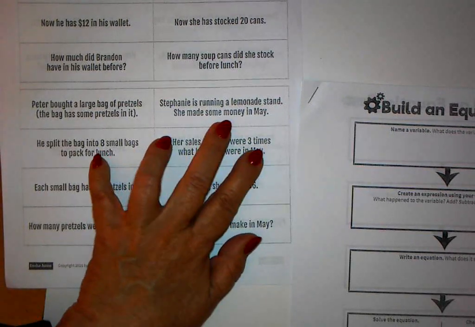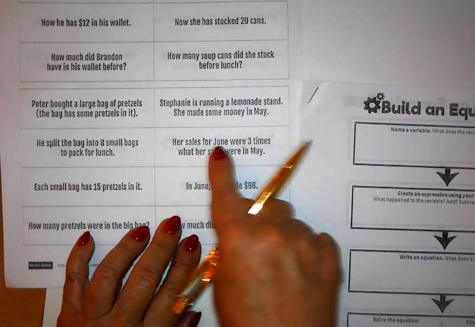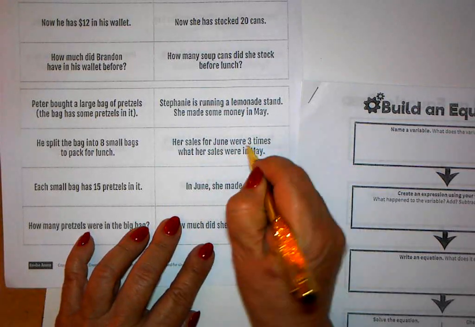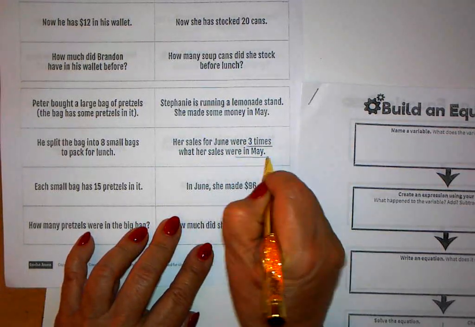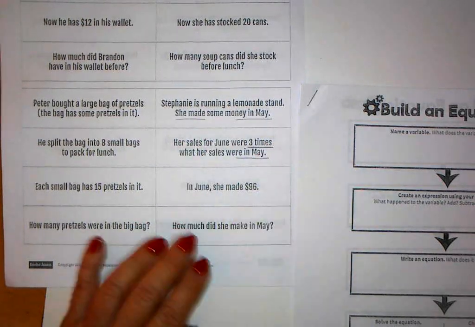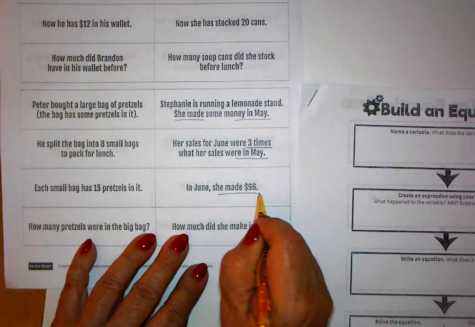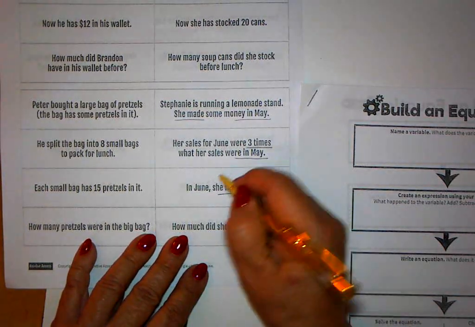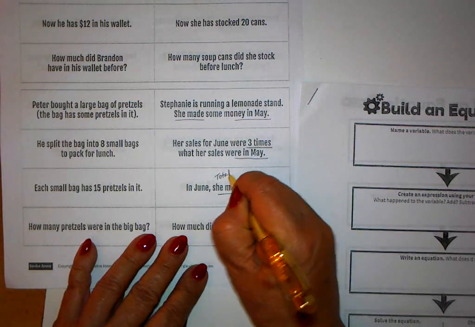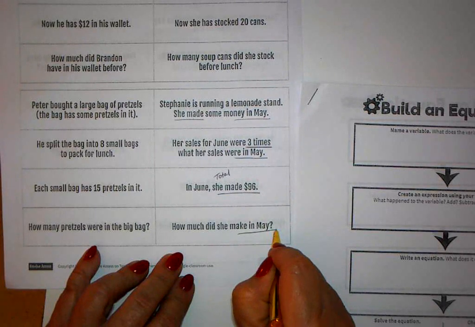Stephanie is running a lemonade stand. Now, she made some money in May. Her sales for June were 3 times what her sales were in May. So here I know that she made some money in May. Do we know how much she made? Not yet. In June, she made $96. So this is giving a total amount that we have. How much did she make in May? So this is what we need to find out.